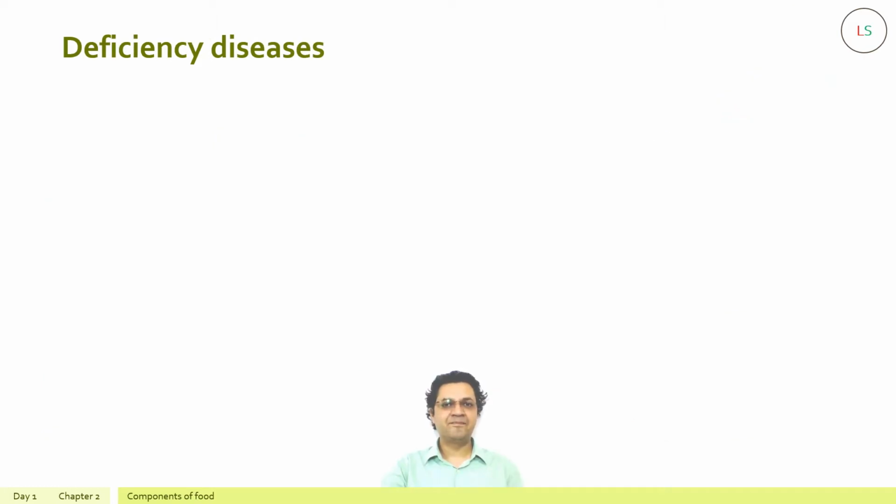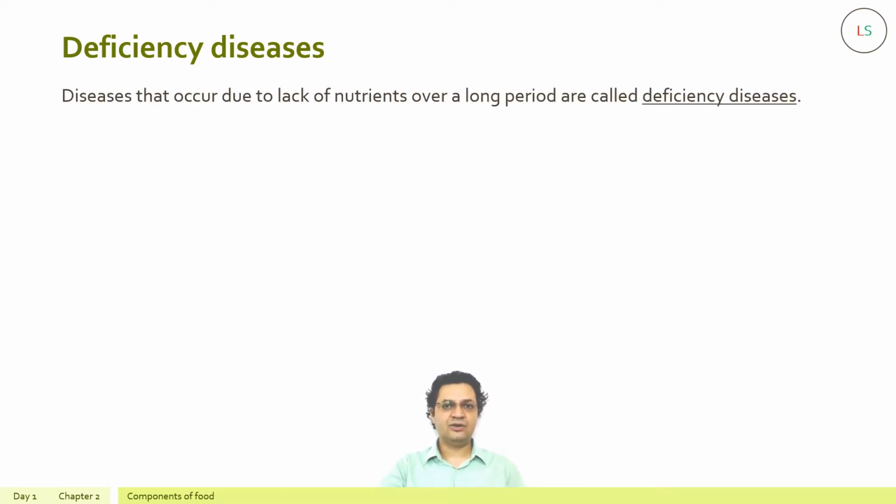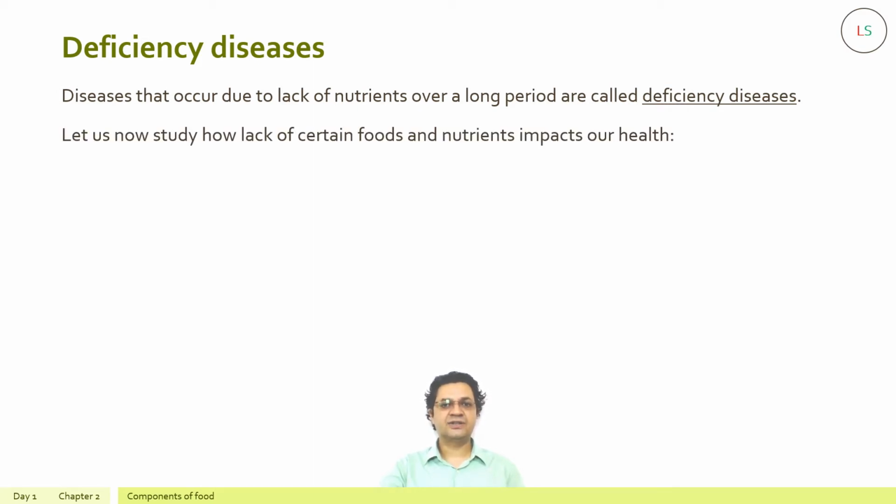Deficiency diseases. A person may be getting enough food to eat, but the food being consumed may lack one or the other nutrients. If this prolongs, the person will develop a deficiency of that particular nutrient. Deficiency of one or more nutrients may cause diseases like anemia, night blindness, goiter and malnutrition. So, the diseases that occur due to lack of nutrients over a long period of time are called deficiency diseases. Let us now study how lack of certain foods and nutrients impacts our health.